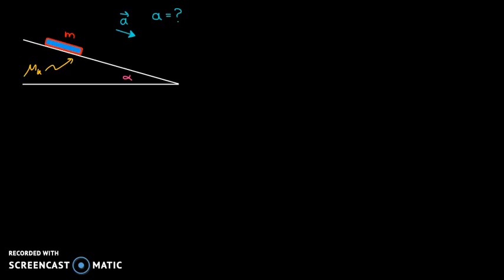In this problem, we have a sled sliding down an inclined plane like shown in the picture. The incline angle alpha is given. There's friction between the sled and the inclined surface, and the coefficient of kinetic friction is given, mu sub k. The mass of the sled is also given, m, and we are told that the sled is accelerating down the incline, and we'd like to find out what the acceleration is equal to.